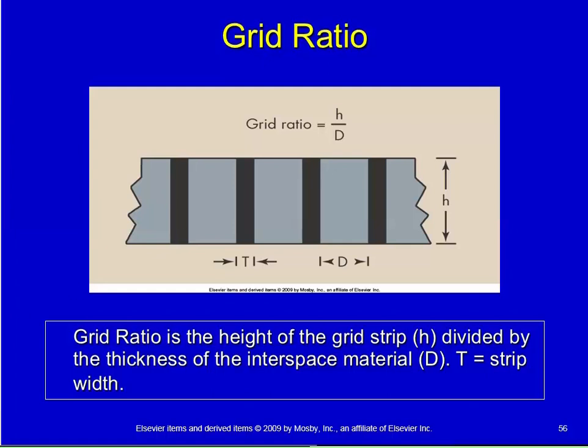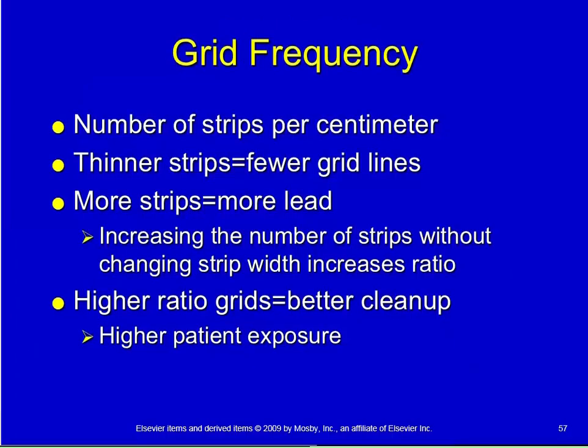So grid frequency all by itself only has to do with how often you see a grid strip in the interspace materials. So if I took this grid and I just added grid strips, this grid has a frequency of 4. If I added grid strips, we'd have a grid frequency of 8. All right, so grid frequency is just how often they show up. Number of strips per centimeter. The thinner the strips, the fewer the grid lines.